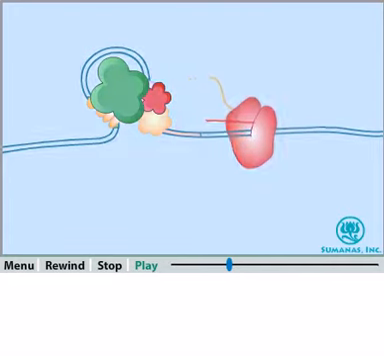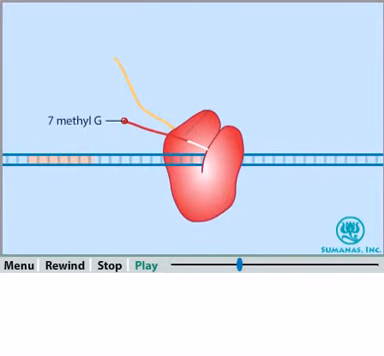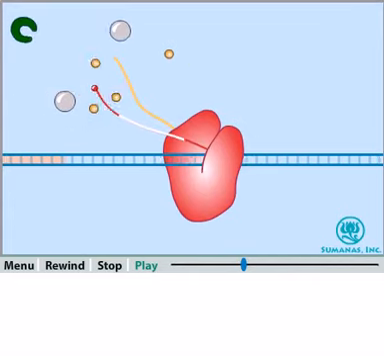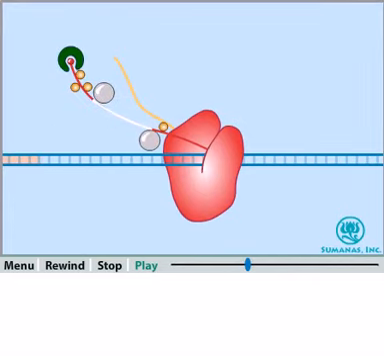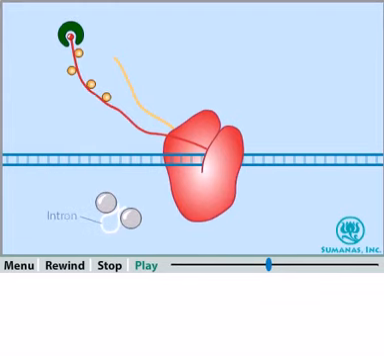The 5' end of the growing RNA is protected from 5' exonucleases by a cap of 7-methyl-G. A cap-binding complex and different kinds of hnRNPs bind to the RNA. The spliceosome, made up of snRNAs and proteins, removes introns from the RNA.